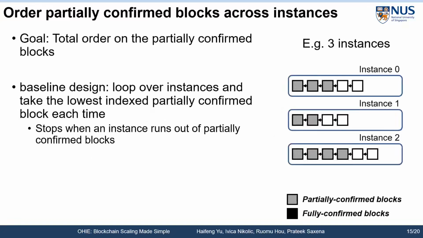We have partially confirmed blocks on each single instance, and now we are to include the partially confirmed blocks into a single list. Let's look at a simple baseline design to generate the list. The baseline design orders the partially confirmed blocks by running over the chains one by one and putting the smallest index partially confirmed blocks into the list each time. This ordering will take the first block on instance 0 as the number 1 block and the first block on instance 1 as the number 2 block, and so on. Such a process stops once it reaches an instance that runs out of partially confirmed blocks. All the blocks that have been included in the total order are defined to be fully confirmed blocks.